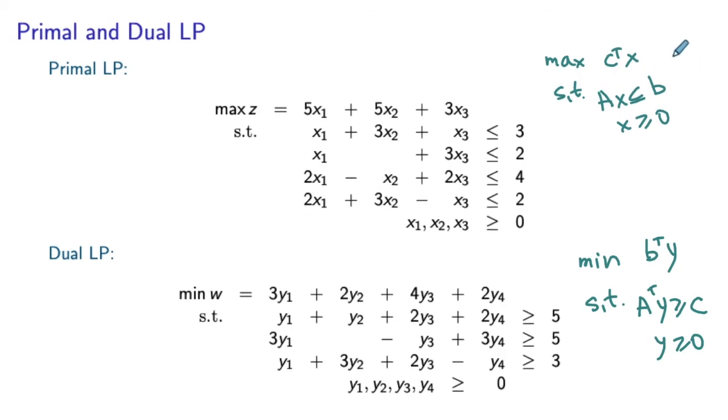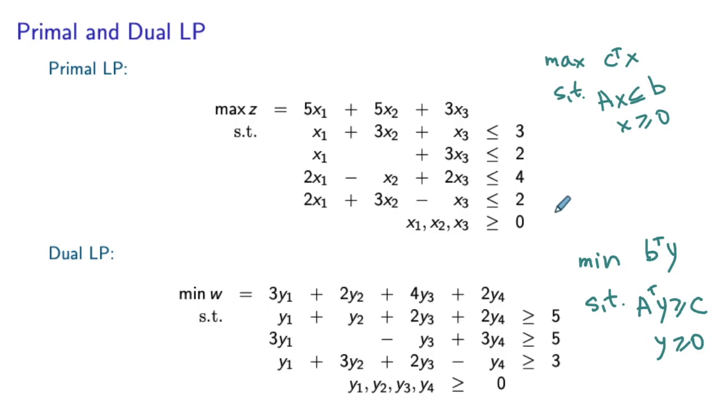And again, notice how the right-hand side vector of the primal problem appears as the objective coefficient vector of the dual problem, and the other way around. The objective coefficient vector of the primal problem is the right-hand side vector of the dual problem. And we also have the one-to-one correspondence between the constraints of the primal problem and the variables of the dual problem, and the other way around. The variables of the primal problem and the constraints of the dual problem. So now we know how to formulate a dual of a maximization problem in a canonical form.